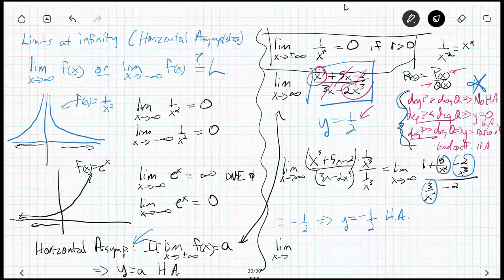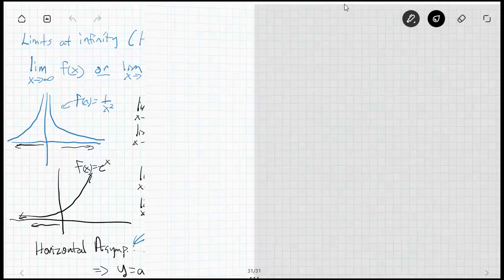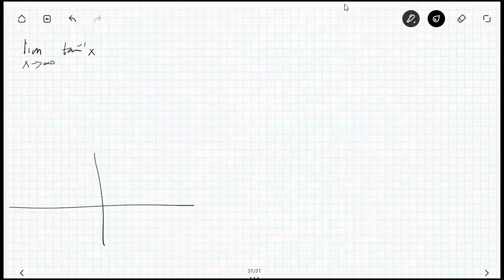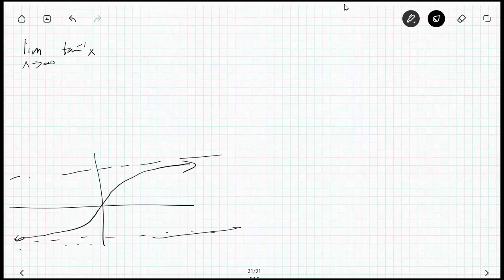If I take the limit as x, you know what? I'm going to need more space for this. If I take the limit as x goes to infinity of, let's say, inverse tan of x. There's a couple of specialty functions I want to talk about. Well, hopefully you recall from back in the day that the inverse tan of x looks like this. Remember, it's the inverse function of tangent, right? So if I reverse the x and the y, I end up with this, right?